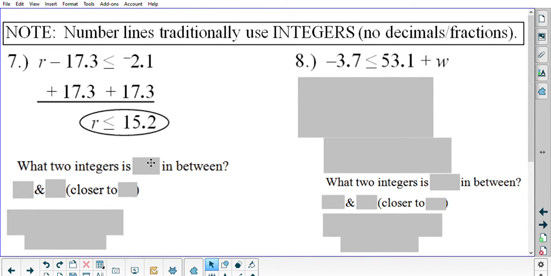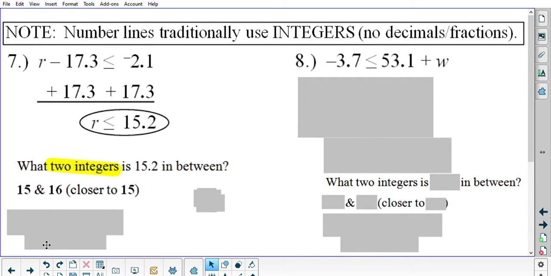So here's what we're going to do. We're going to create just 2 hash marks on our number line, and we're going to label them with whole numbers. And so we just have to ask ourselves, what 2 integers, or in this case, since it's positive, what 2 whole numbers is that 15.2 in between? Hopefully you have good number sense and you realize that 15 and 2/10 is in between the whole numbers of 15 and 16. Now, since it's only 15 and 2/10, then it's definitely going to be closer to the 15 than it would be to the 16.